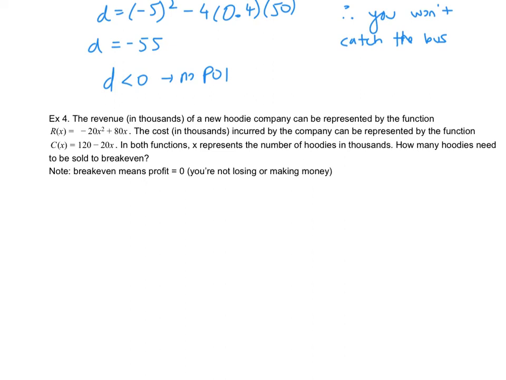So break even means that the profit is equal to 0, which means you're not losing money and you're not making money. So revenue is what's coming in, and c of x is the cost for you. So if we just set our revenue and our cost equal to each other, we're figuring out when revenue and cost are the same, which means your profit would be 0 because you're not making or losing money. So let's go ahead and do that. Negative 20x squared plus 80x equals 120 minus 20x.